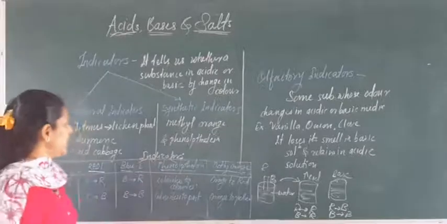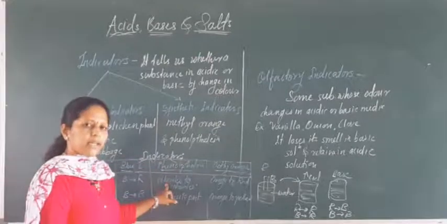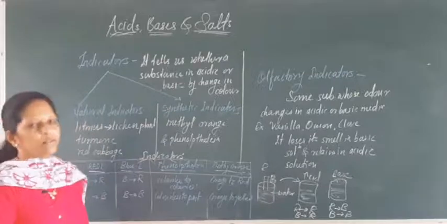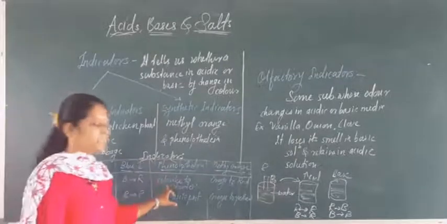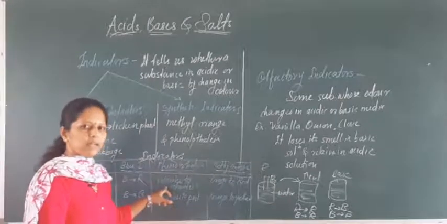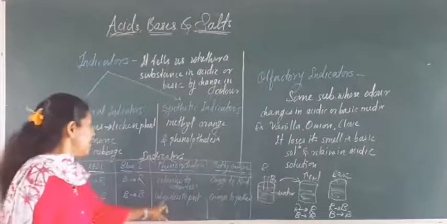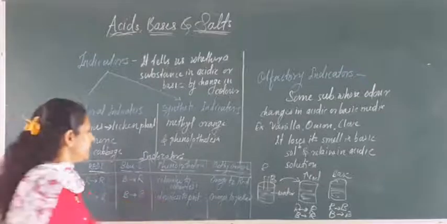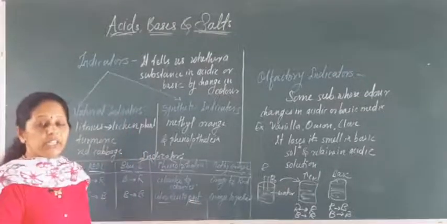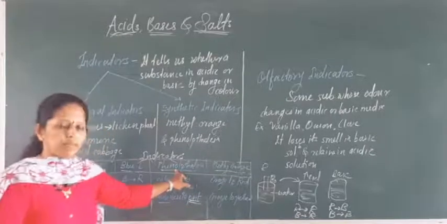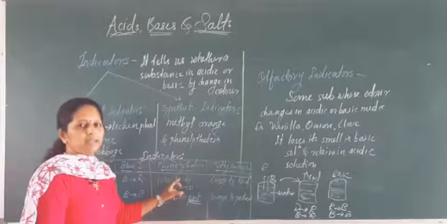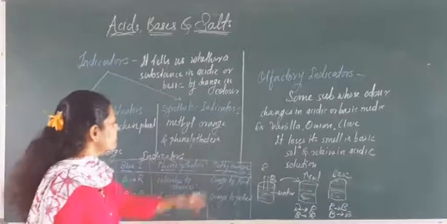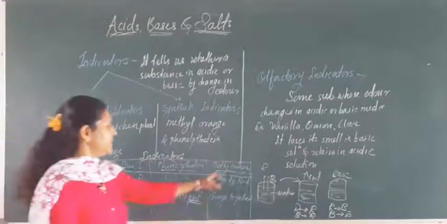Next, the phenolphthalein indicator. If we add the phenolphthalein indicator into the acid, it is colorless to colorless; there is no change. When we add the phenolphthalein indicator into the base, the color changes from colorless to pink. So in acid it stays colorless, but in a base it becomes colorless to pink.